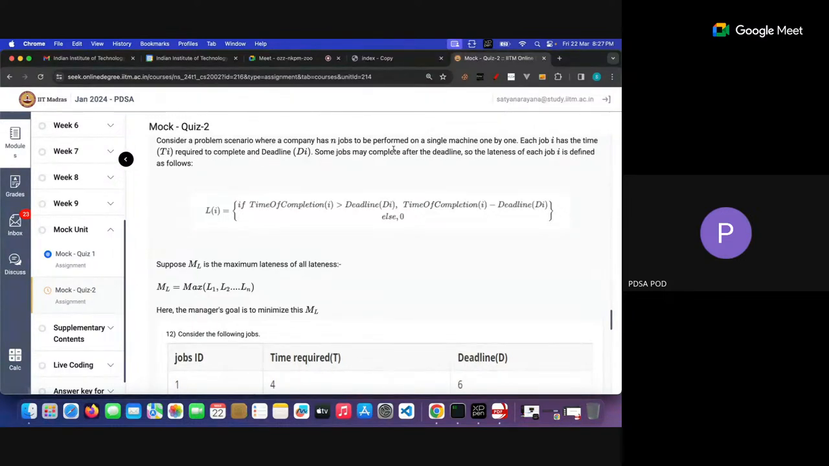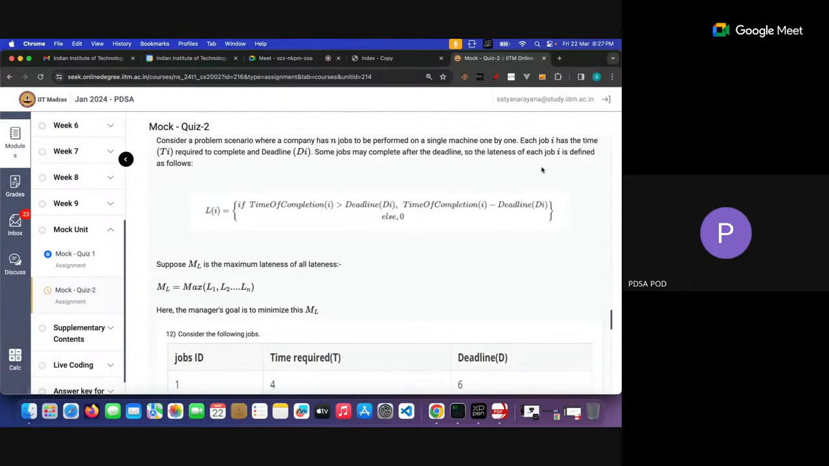See, the processor is a single processor. It might be a single sewing machine, or you can even take it as a mechanical machine creating a mechanical shape. It might be a CNC machine, which creates one particular shape. That could be, but only one machine is there, so it performs the jobs one by one.